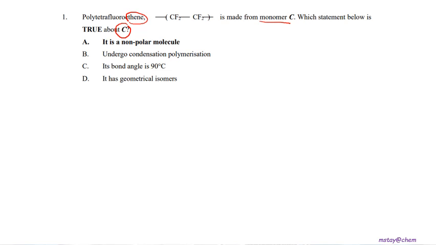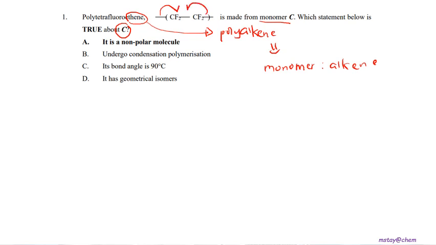Since we see this is the polyalkene, the monomer will be the alkene. And then we just return the bond back here. So the structure for the monomer will be CF2 double bond CF2. So it is a non-polar molecule. Yes, A is correct. B, undergo condensation, is wrong.